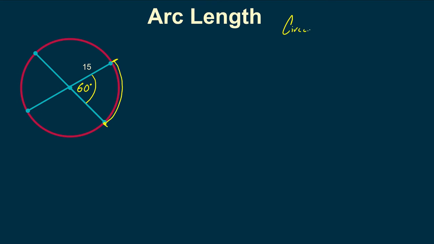So here, circumference. Okay, so we're going to find the circumference of this circle, the whole circumference. So remember, circumference, we can either do as 2 pi r, or we can do circumference is pi times diameter. So we're going to go with diameter. So here, my radius is 15, which means my diameter is 30. So my circumference is 30 pi.